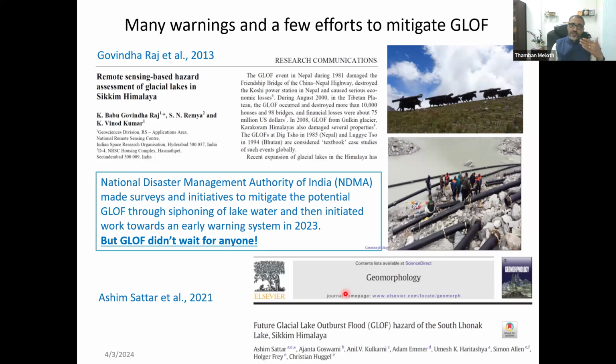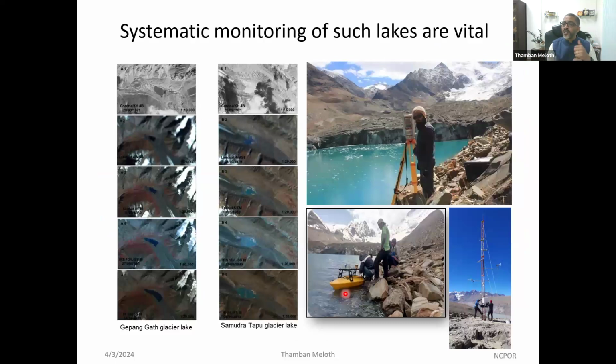So this is only one such case. As I mentioned, there are nearly 5,000 such lakes. So even if you want to put up an early warning system, how many such lakes can you do it for? How effective could it be? These are the questions which still need to be answered. Until we find real solutions, the only way is the systematic monitoring of such lakes.